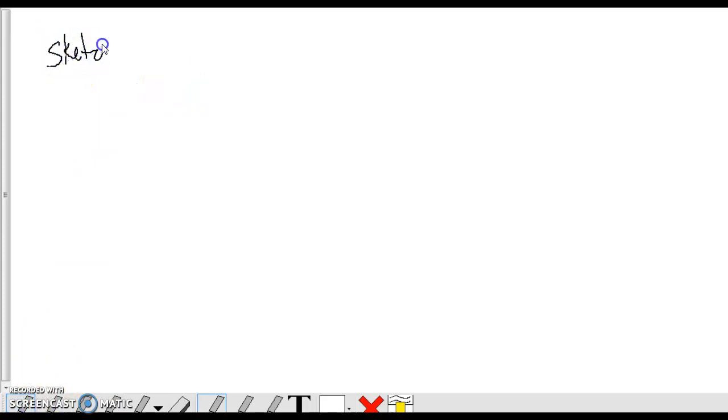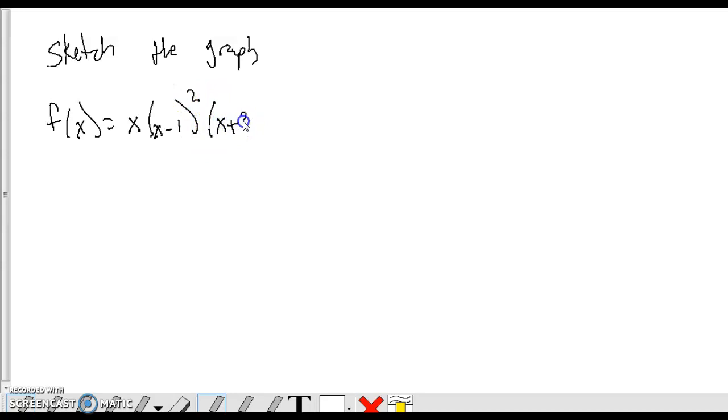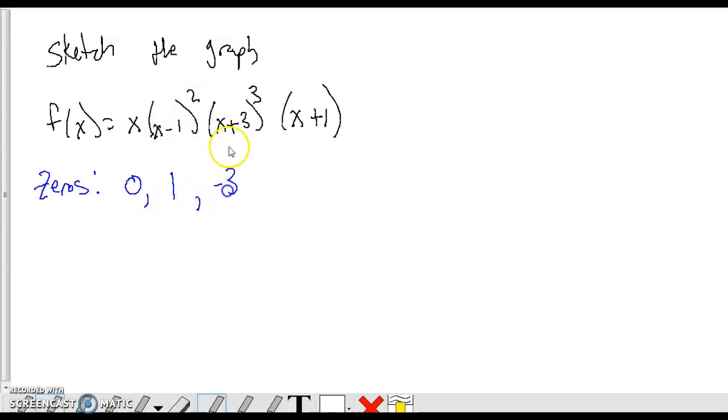So we're going to sketch the graph. f of x is equal to x times (x minus 1) squared times (x plus 3) cubed times (x plus 1). The first thing that I want to do is find my zeros. So I would set all of these equal to 0. I have x is equal to 0. I get x minus 1, so that would equal 1. I would get negative 3, that would make this become a 0, and I would get negative 1.